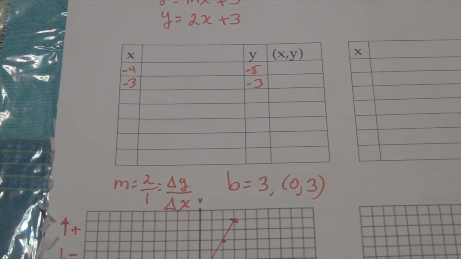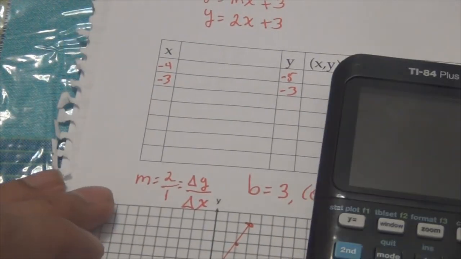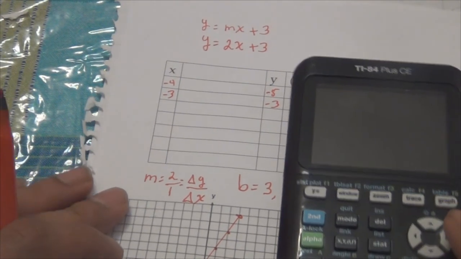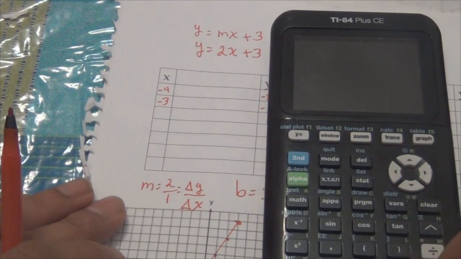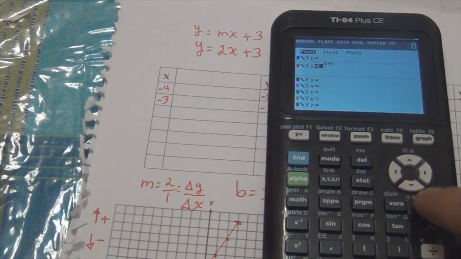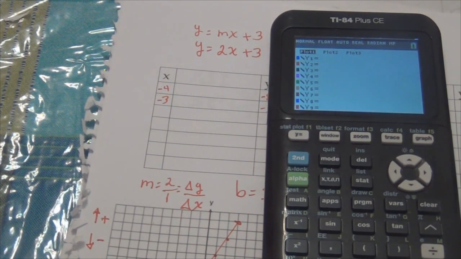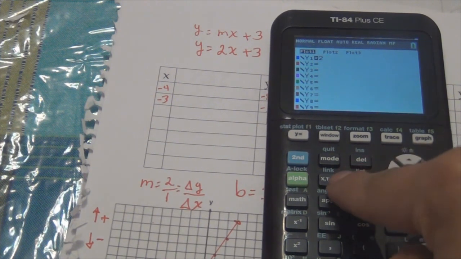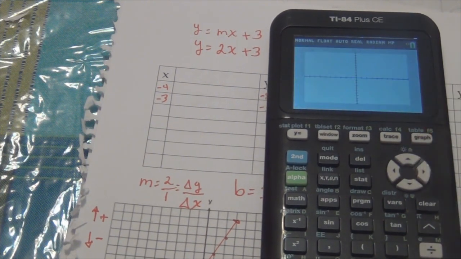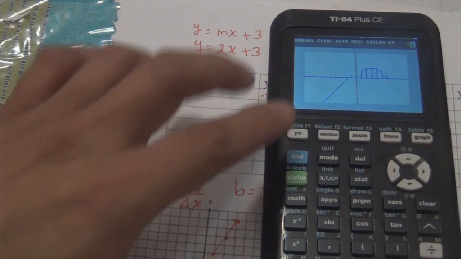Now, can you do something else? Yes. Grab your calculator, okay? Wow, I'm being very nice. So I'm going to show you. Grab the calculator, turn it on, press y equals, clear everything that is in there. Okay, and now type 2, and then the x is this button right here, next to the alpha, x plus 3.